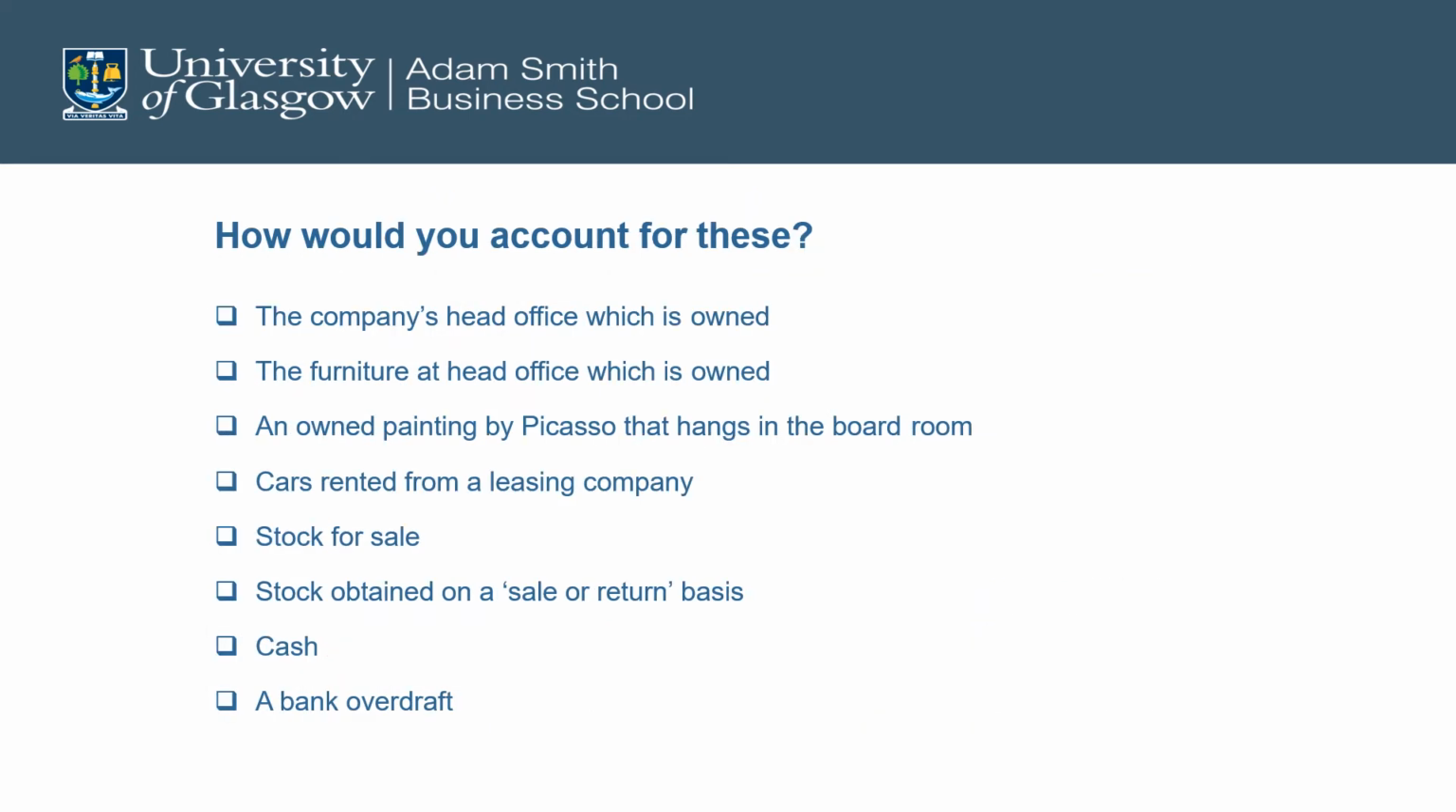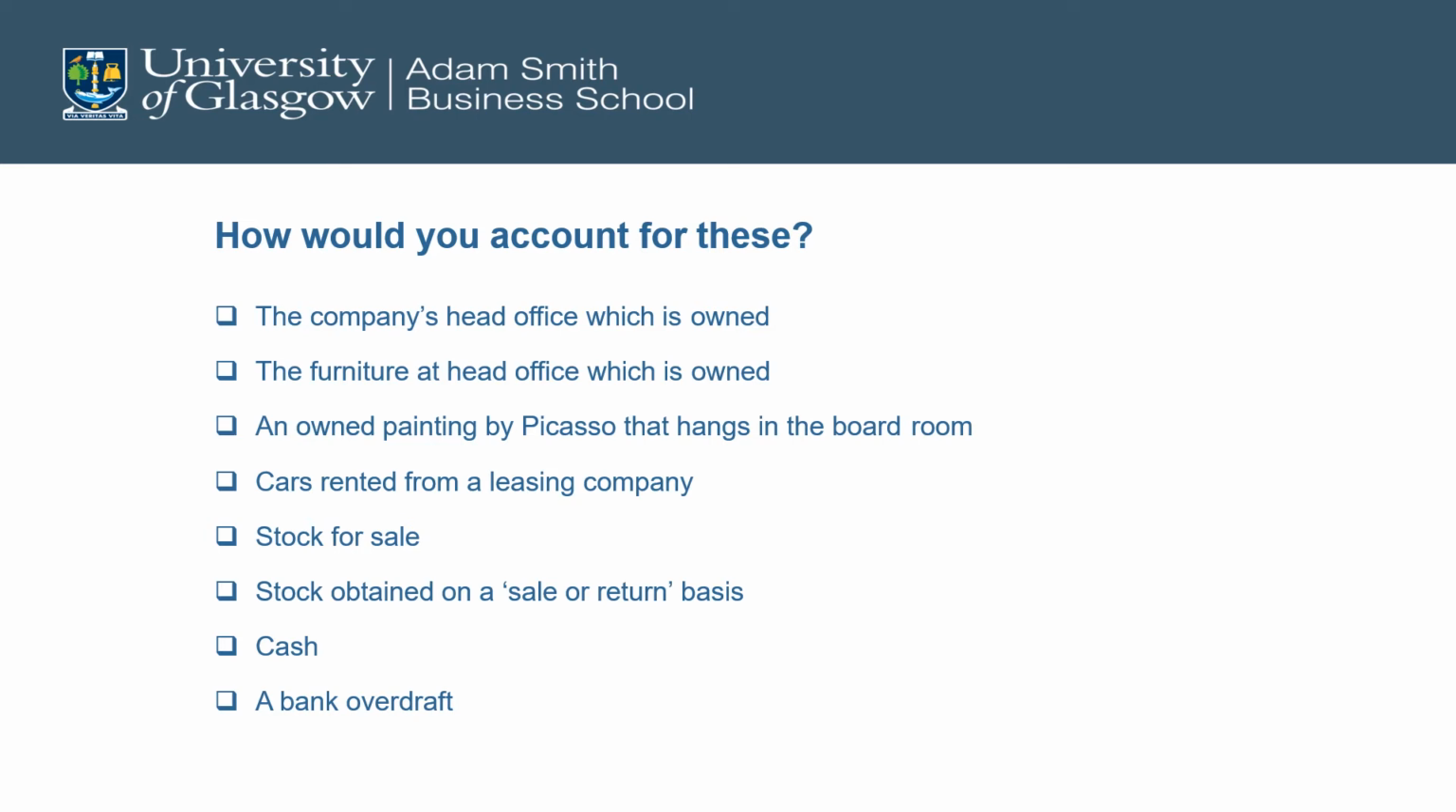I would like you to take a pause in this slide and consider the following items. How would you account for them? The company's head office, the furniture in that office, a painting that hangs in the boardroom, cars rented from a leasing company, stock for sale, stocks obtained on a sell or return basis, cash in the bank, a bank overdraft. So how would you consider those items? Are they meeting the definition of asset or the definition of liability?